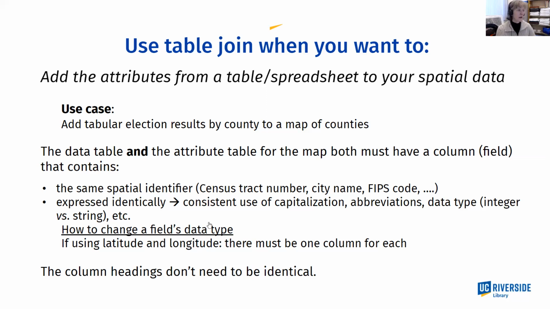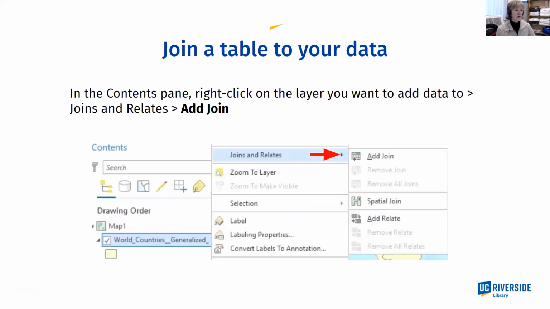So although I've been talking about how the data has to be a good match, almost identical, the column headings don't need to be identical. So at least there's a small grace. You don't have to worry about changing what the column heading says to do a table join. What I'm going to do is show you a couple of slides that go through the process, and then I'm going to cut over to a session in ArcGIS Pro and hopefully demonstrate how this works.